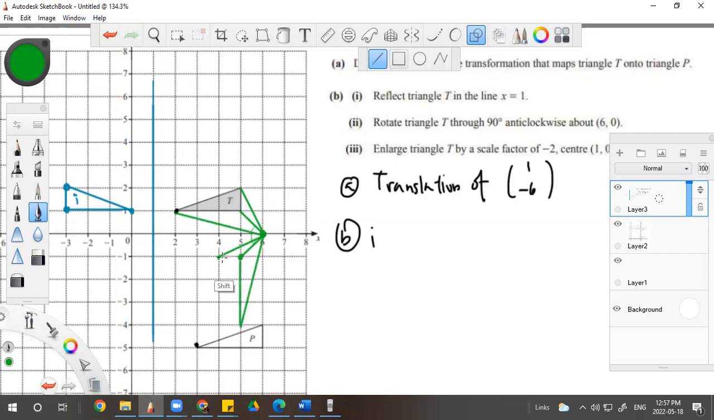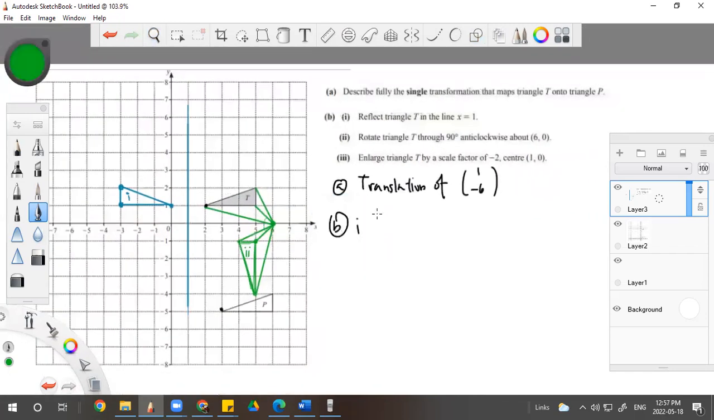Jadi coba begini. Part 2. Ini triangle-nya ya. Ini cuma cara bantu. Enlarge of negative 2 scale factor, negative 2 center 1,0. 1,0 is here.